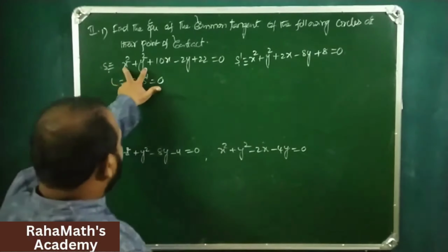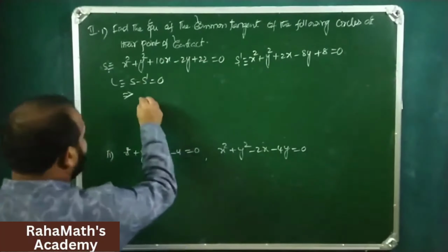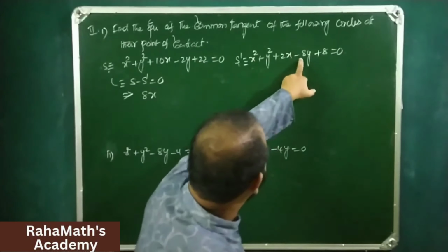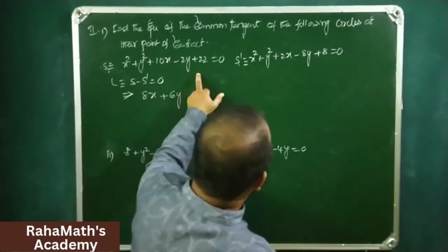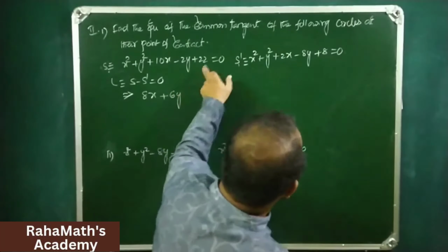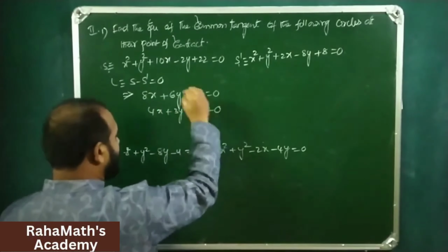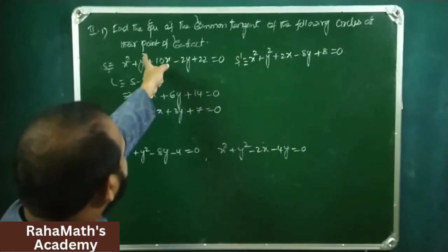X square plus y square minus x square plus y square gets cancelled. 10x minus 2x is 8x. Minus 2y plus 8y, 6y. 22 minus 8 is 14 equals to 0. Therefore, this is 4x plus 3y plus 7 equals to 0. This is the common tangent at their point of contact.